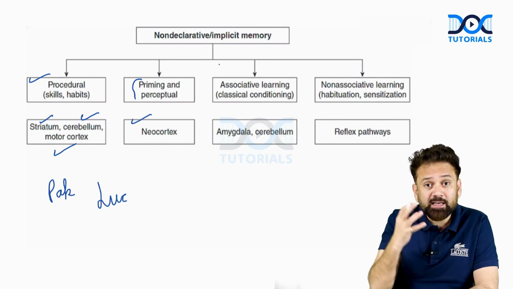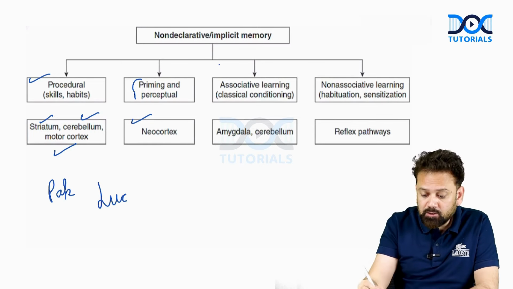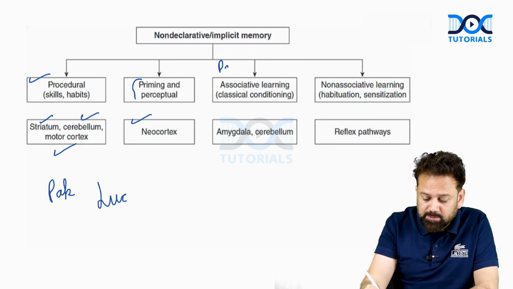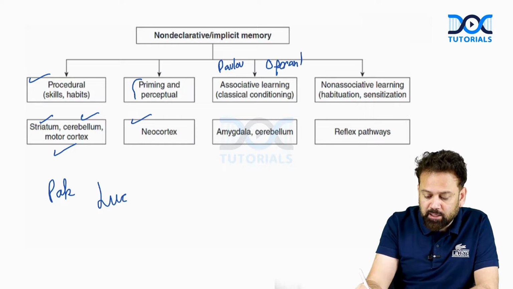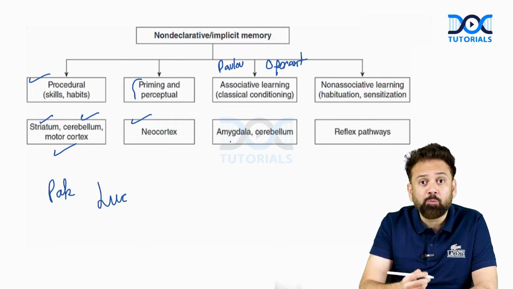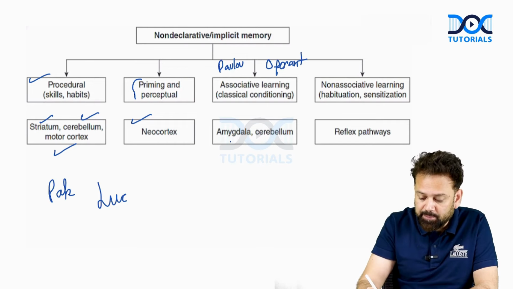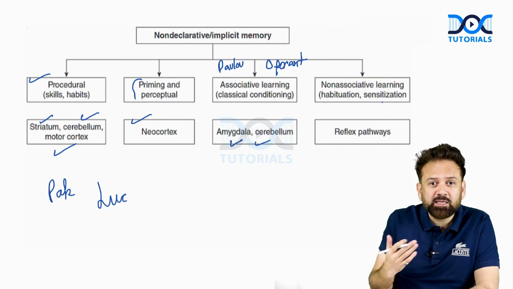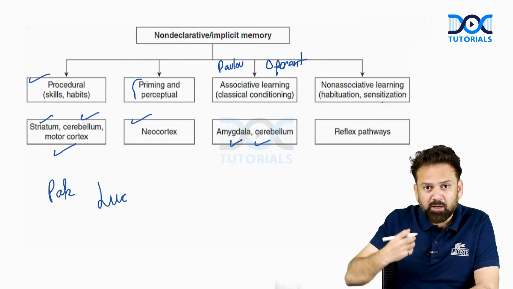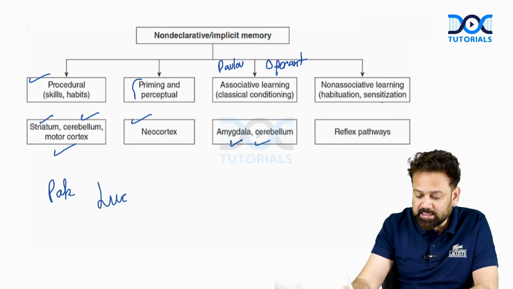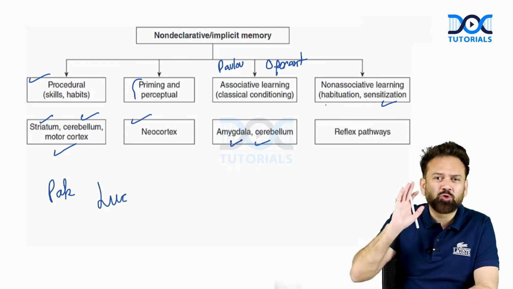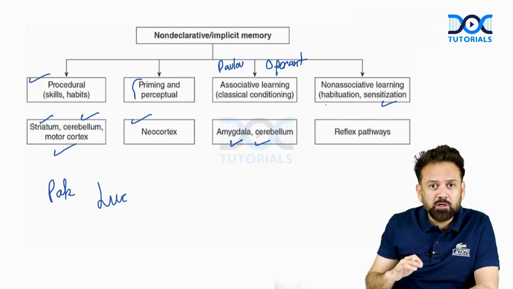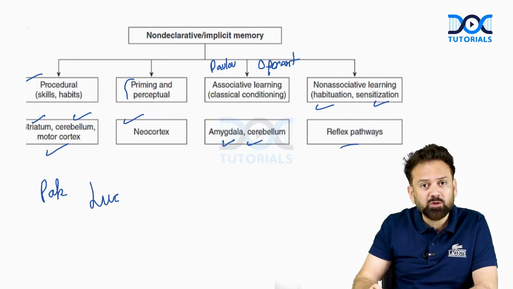Associative learning. When we associate and learn, like Pavlov dog experiment, like operant conditioning, it is called associative learning. Classical conditioning, operant conditioning, and the center is amygdala and cerebellum. Non-associative. When you repeat the same thing again and again, sometimes you become more sensitive. It is called sensitization. And sometimes you become habituated. You will decrease your response. That is called habituation, reflex pathway.